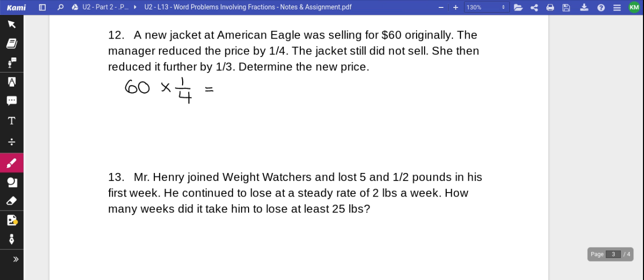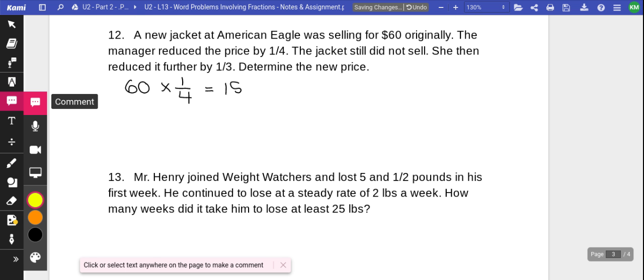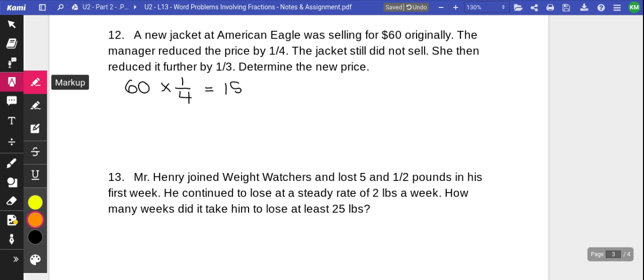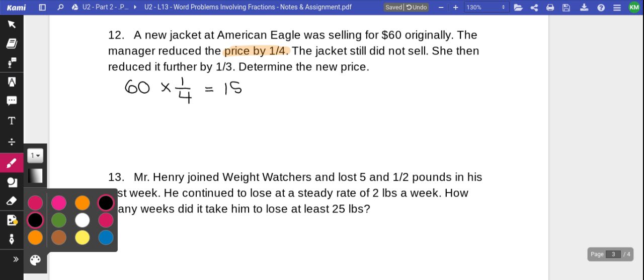Good, 15. So what we're really saying, and I don't want to lose sight of it, is she reduced the price by 1/4, meaning she reduced the price by 15. What is the new price? 45, because she took the 60 and reduced it by the 15 that we calculated. New price is $45. It's on the sale rack. People keep looking. No one bought it.